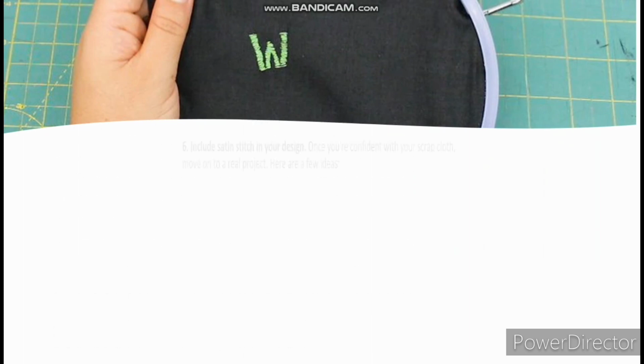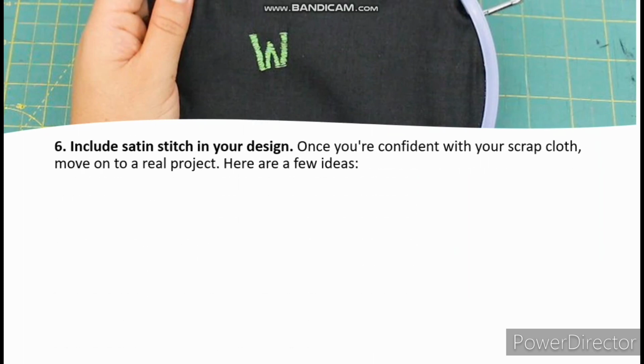Lastly, include satin stitch in your design. Once you are confident with your scrap cloth, move on to a real project. That is, when you are through with the scrap fabric you are using, now you can move on. You want to do the real one.